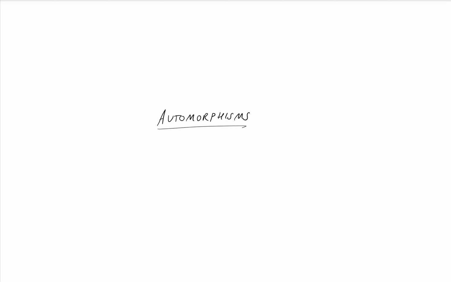Welcome back. In this video we're going to take a look at a particular class of isomorphisms, and these are called automorphisms. They are basically isomorphisms from a group back onto itself again, and it turns out that these have a lot of interesting properties that we'll explore in this video.